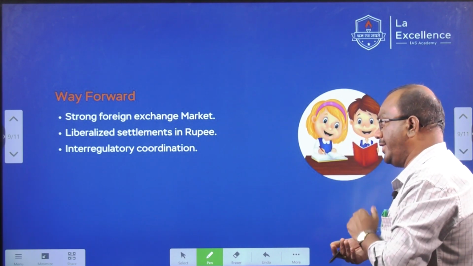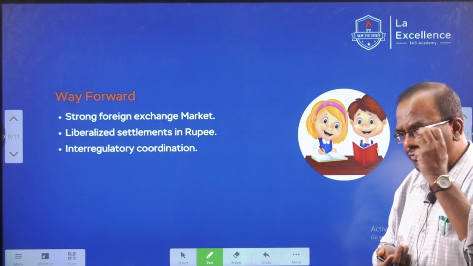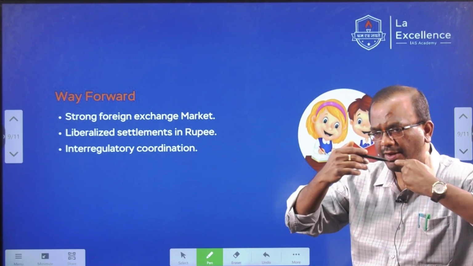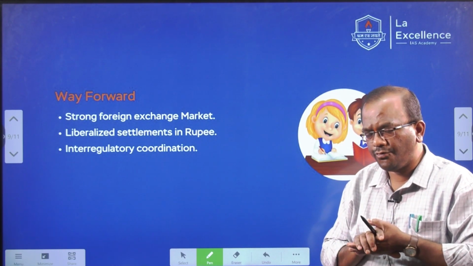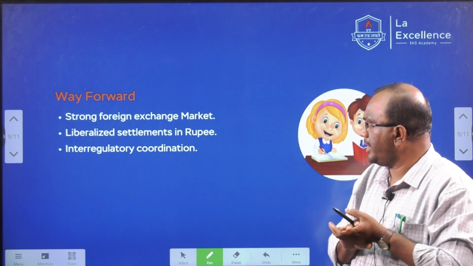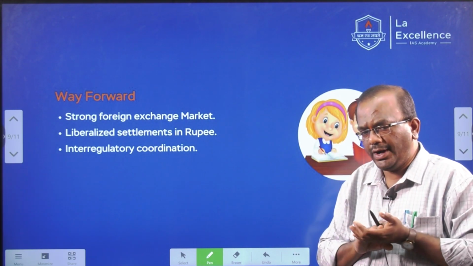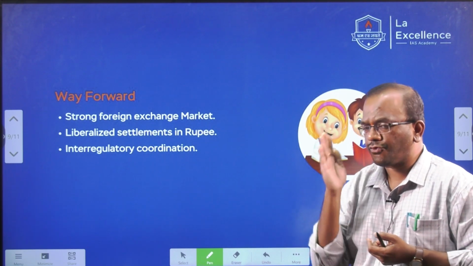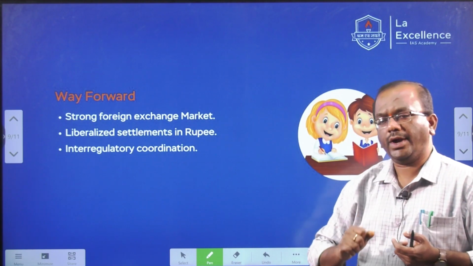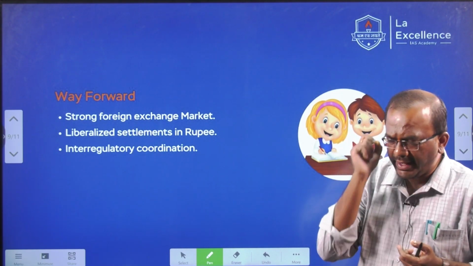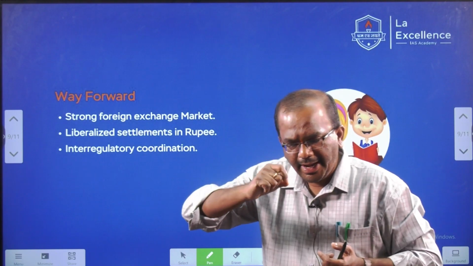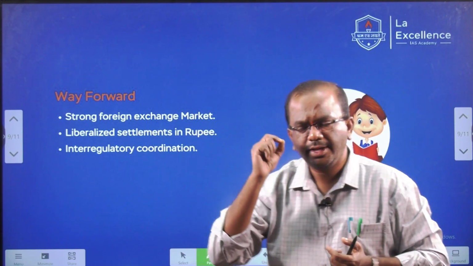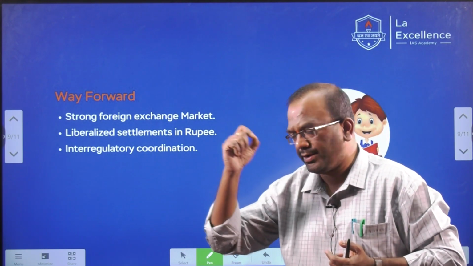And the way forward: the foreign exchange market in India, the forex market, where there is buying and selling of currency, buying and selling of dollars, buying and selling of foreign exchange resources, with the dominant currency being the dollar. So we need a stronger and a well-regulated foreign exchange market. In this context, the role of the Reserve Bank of India in coordination with the Ministry of Finance becomes very, very significant, and we are also moving in that direction.